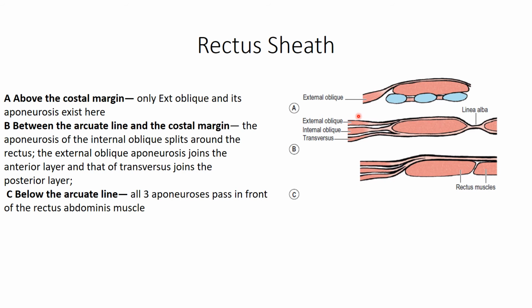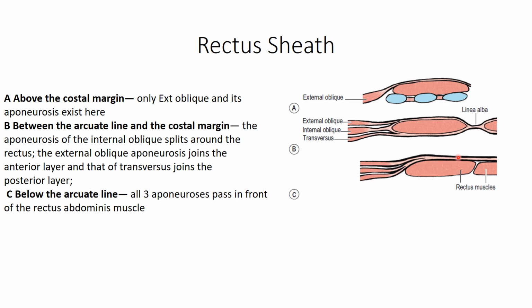Now between the arcuate line and the costal margin, this is the classical composition. Internal oblique is split and joined by the external oblique aponeurosis to form the anterior layer of the rectus sheath, and the posterior lamina is joined by the aponeurosis of transversus abdominis to form the posterior layer of the rectus sheath. Finally, they merge at the linea alba.